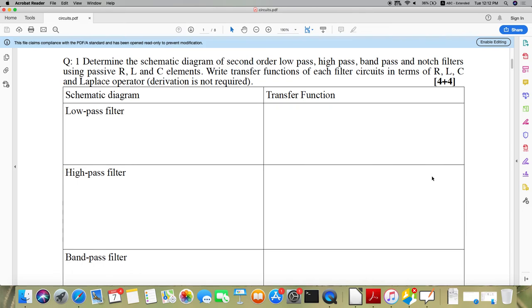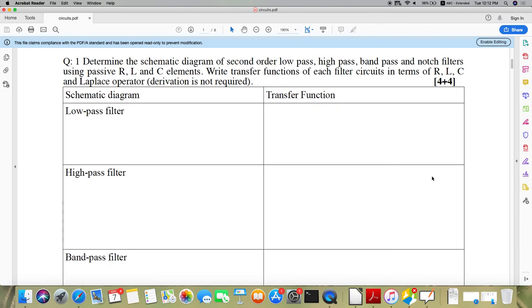Okay. Can you determine the schematic diagram of second order low pass, high pass, band pass and notch filters? In addition to what you are doing, can you add this one also? Just to know whether you know or not. These are some of the interview questions people are asking. Let's see what you are doing.